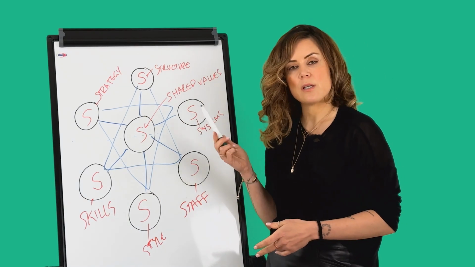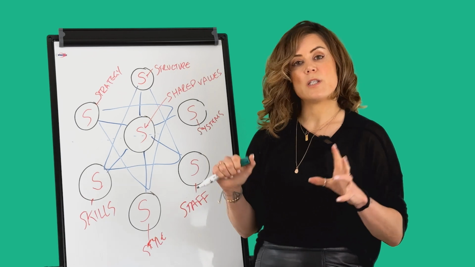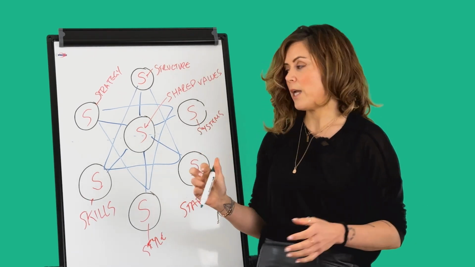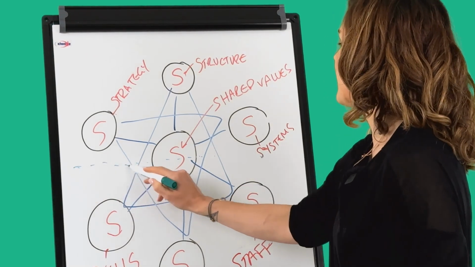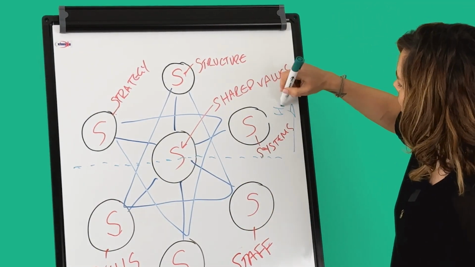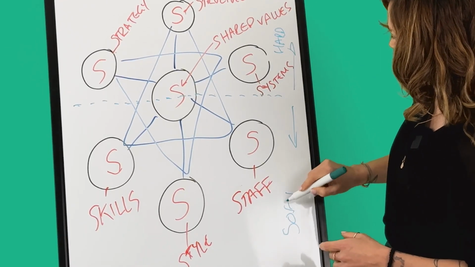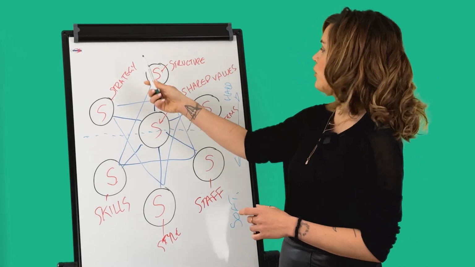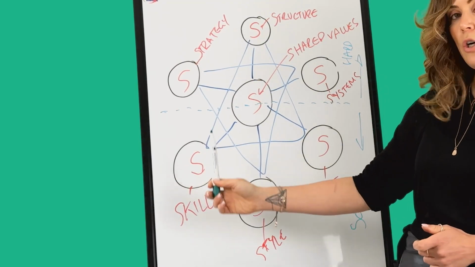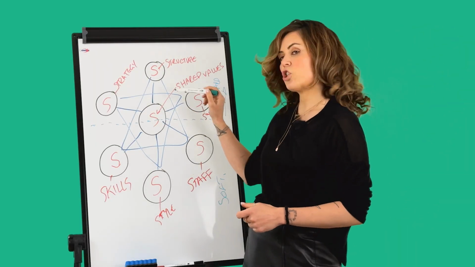This 7 S's is the model that the two guys created because they wanted to define hard and soft elements for any successful change. And there is actually a dotted line in the middle. These elements are your hard elements, and these are your soft. In the hard section, you've got strategy, structure, systems. In the soft, you've got skills, style, and staff. And in the middle, you've got shared values.